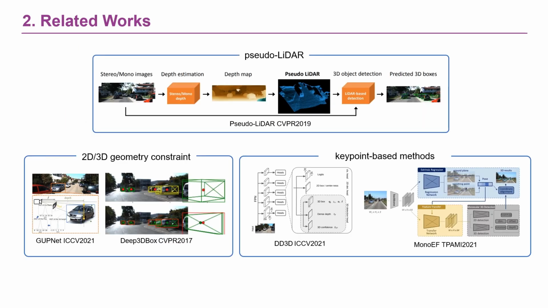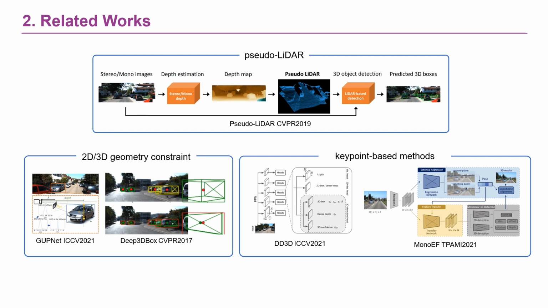According to ways of obtaining 3D information, monocular 3D object detectors can be roughly divided into three groups: pseudo-LiDAR, 2D/3D geometry constraint, and keypoint-based methods. Pseudo-LiDAR-related methods acquire a depth image using an existing monocular depth estimation algorithm, and transform the acquired depth image to a pseudo-LiDAR point cloud, which can be fed to LiDAR-based 3D object detectors. However, these methods usually suffer from poor efficiency due to the additional depth estimation module.